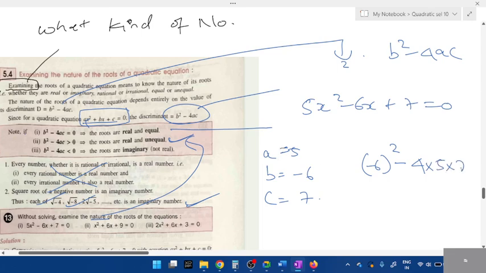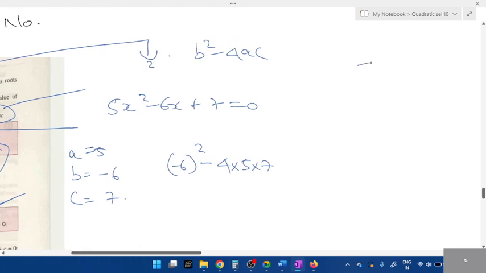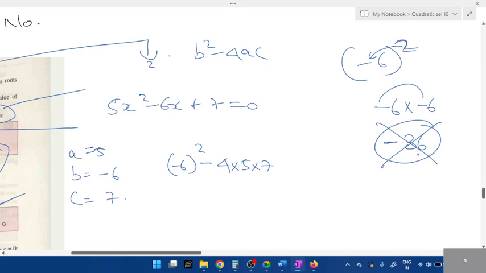What is a value? 5 into 7. And one more thing, yesterday you had written, see, when there is degree 2 outside, how many times is minus 6 multiplied? Two times. So minus into minus becomes plus 36. And you shouldn't write minus 36, students. See, this is wrong. Okay, remember this.